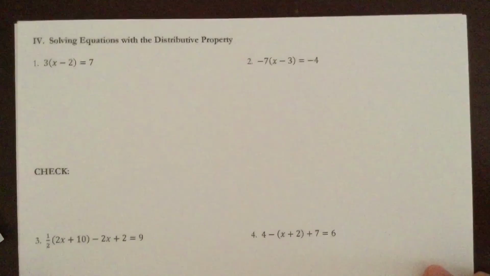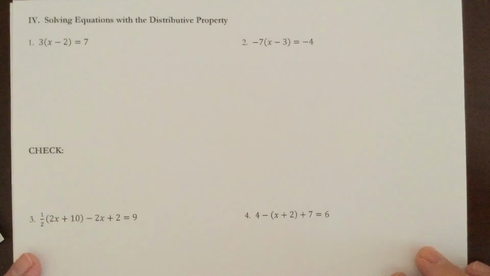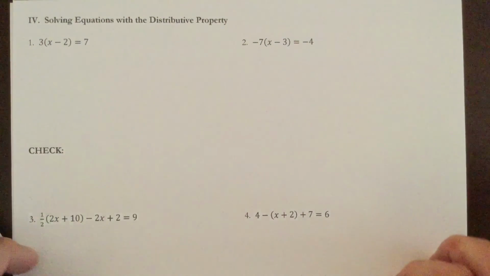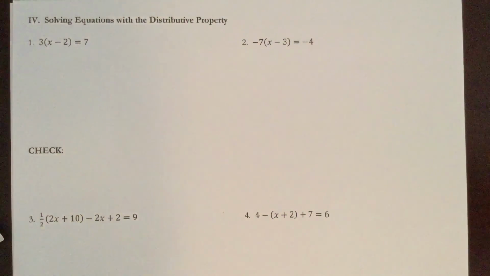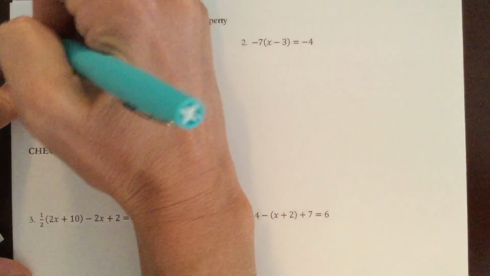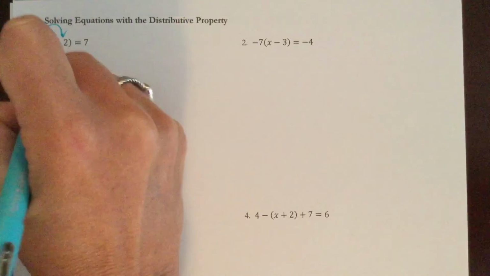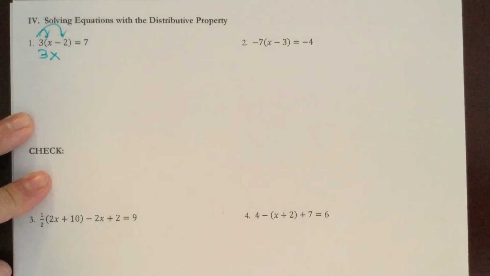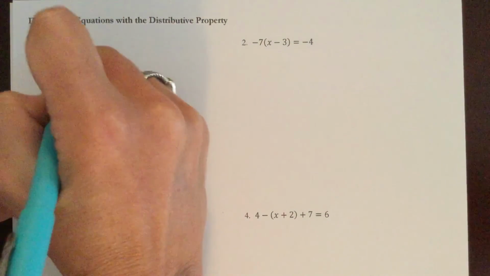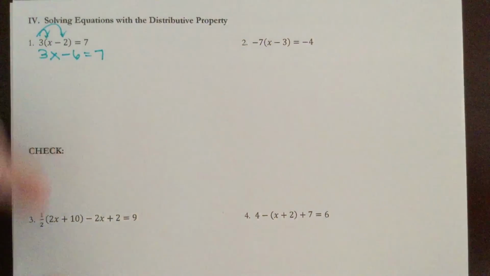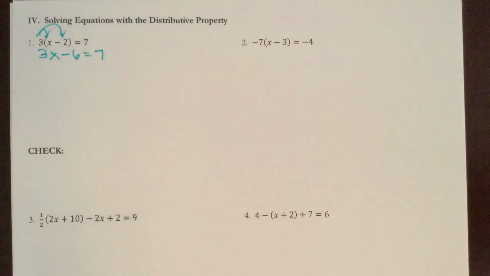The final solving we want to do is to solve equations that involve the distributive property. Step 1 says distribute. We are going to distribute this 3 to both the x and the negative 2. 3 times x gives us 3x, and 3 times negative 2 makes negative 6. Be very careful with distributing that you are conscious of your signs.